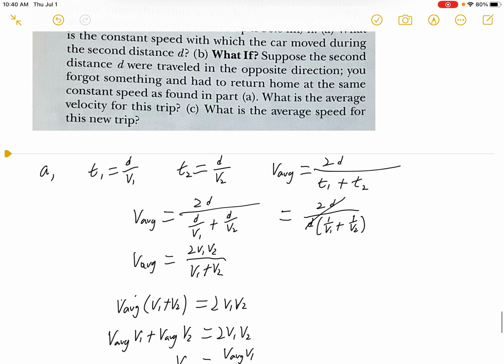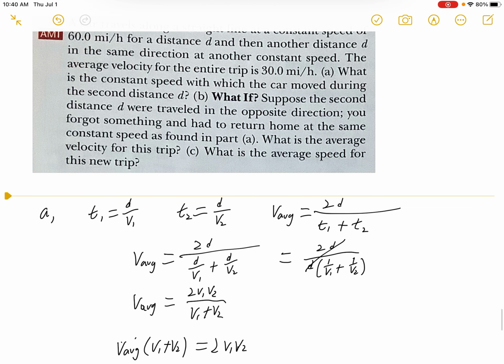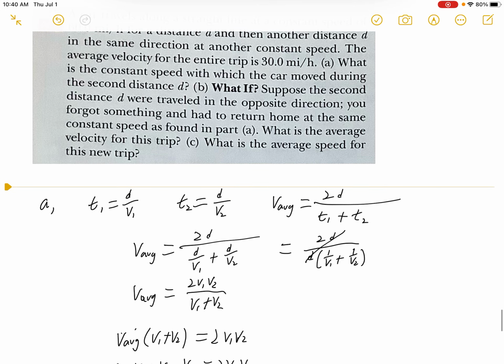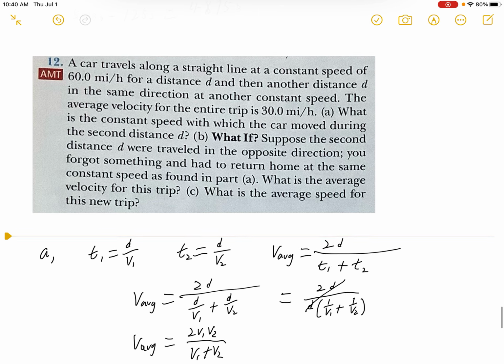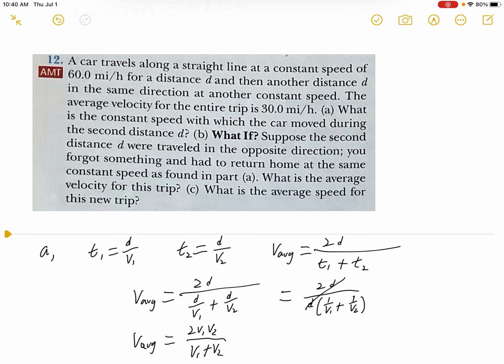Because they're asking the average speed, it doesn't matter if you go in the opposite direction, you will have the same distance. So it's going to be the same as the average velocity in the question they gave you.